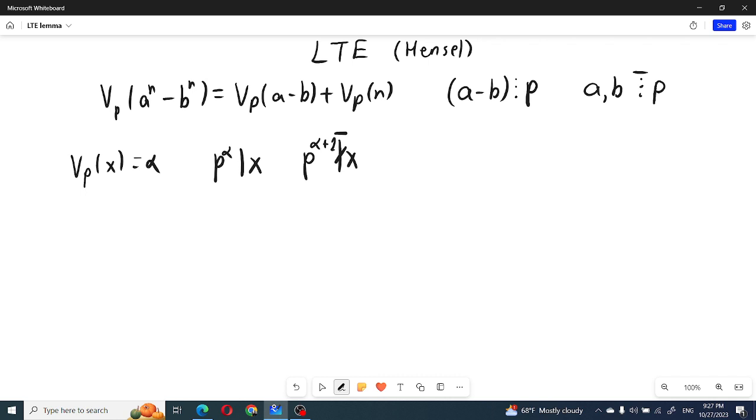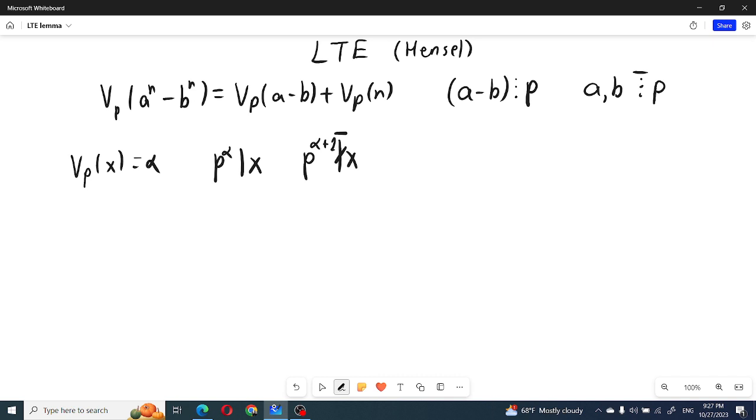In this case, Vp of a to the n minus b to the n must be equal to Vp of a minus b plus Vp of n. And to fulfill this equation, we need to have a and b not multiples of p, and a minus b must be divisible by p.